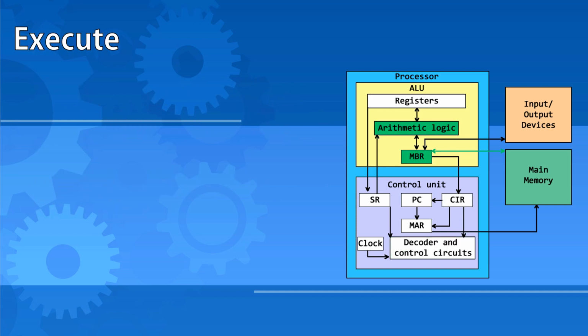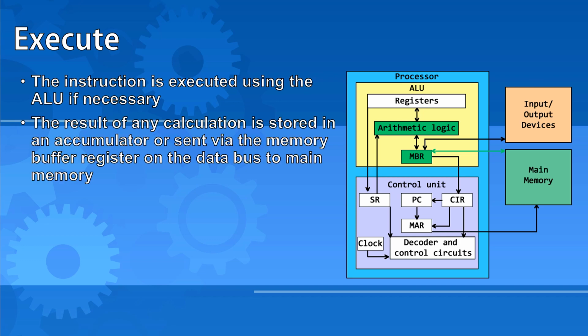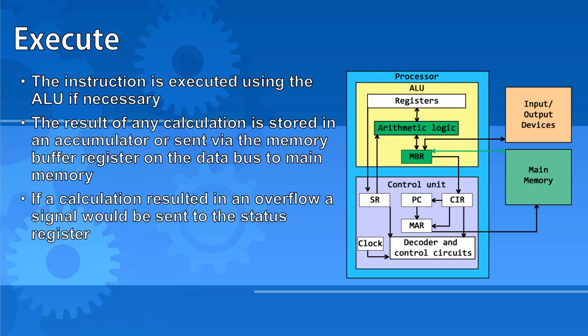Finally, the instruction is executed using the ALU if necessary. The result of any calculation is stored in an accumulator or sent via the memory buffer register on the data bus back to main memory. If a calculation resulted in an overflow, a signal would be sent to the status register, or if we were in another circumstance, there are other reasons we might send a signal to the status register.